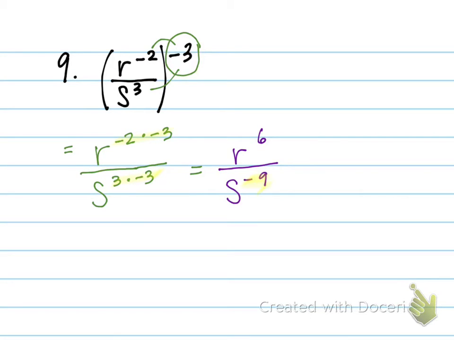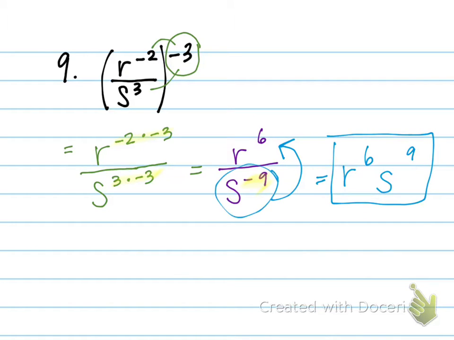So now I have a negative 9 on the bottom, negative exponent. I want it to become positive, so that means that I need to move it up to the top. So my final answer would be r to the 6th power, s to the positive 9th. So this guy comes up to the numerator and becomes positive. So move him to the numerator. Same rule applies if I have a negative on top, I move it to the denominator. If you have a negative on bottom, you move it up to the numerator to become positive.